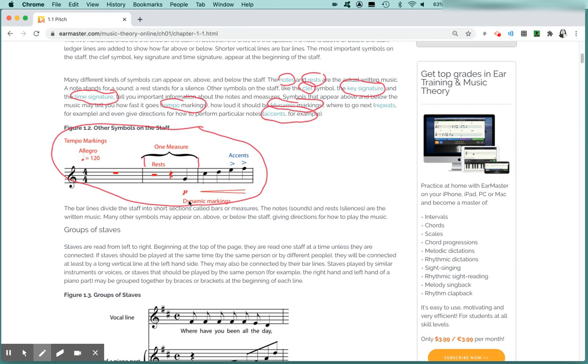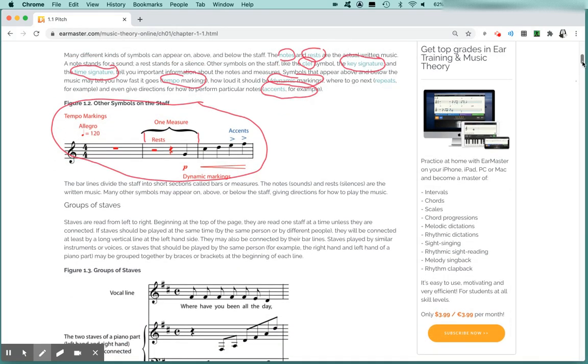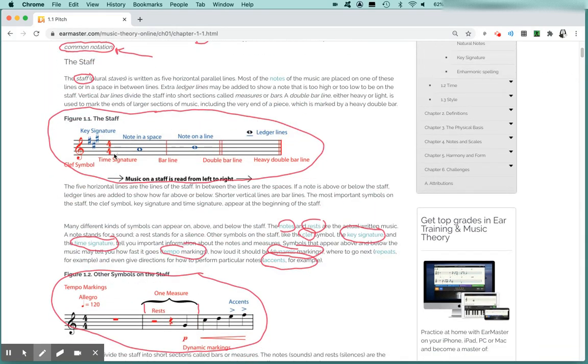Just be able to identify, like, if I point at that, you can say, that's a dynamic marking. If I point at this or that, you can say, that's a rest. That's a note. That's a treble clef. That's a time signature. That's a tempo marking. Just look at them and tell what they are. Same thing up here. That's a key signature. That's a note in a space. That's a note on a line. That's a bar line.